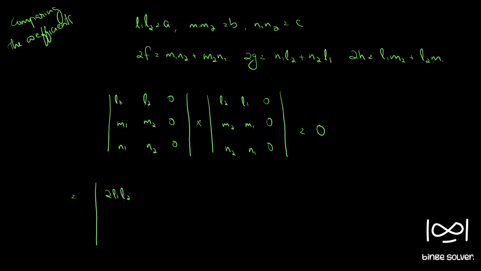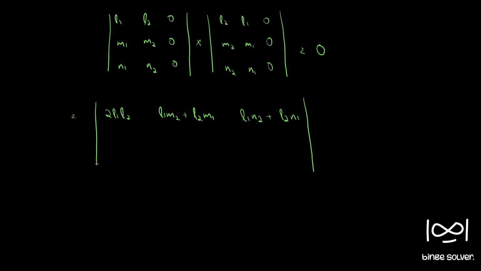Similarly, the second will be given by L1 M2 plus L2 M1 plus 0 into 0. So L1 M2 plus L2 M1. And the third one will be given by L1 N2 plus L2 N1 plus 0 into 0. So L1 N2 plus L2 N1. So this is the first row of the product.